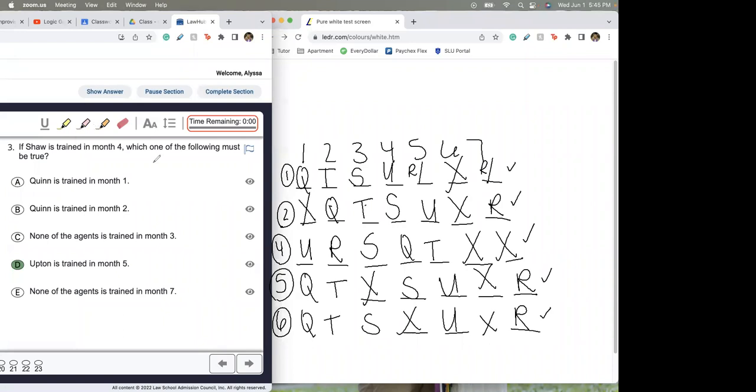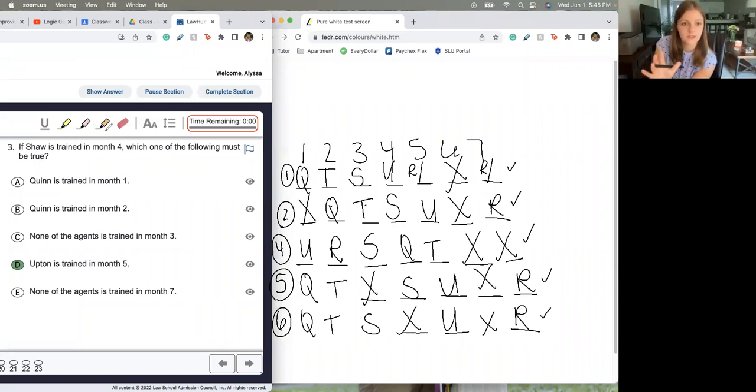So again, we have S is trained in the 4th month. It's giving us that restriction. So the only ones where S is in the 4th month is 2 and 5. Now this is a must be true, so it has to be true in both of my worlds. If it's not true in both of them, it's false, or it's not a correct answer choice. So there's 2 ways that you can go about this. One of them, you can use a little shortcut. If it has to be true, and it's going to show up in both the worlds, what you could do is scan both of the worlds and see what's consistent in both of them.